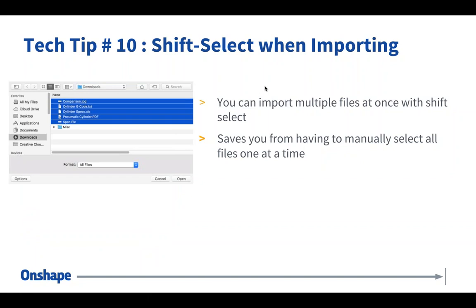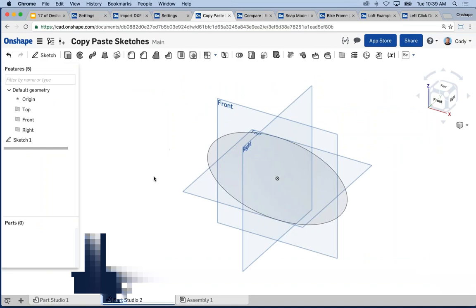And this is another one if you work a lot with external data. If I find myself importing PDFs, or maybe I have 10 parts that came from some other vendor or SolidWorks or something, and I need to bring in all 10 parts into my document, you don't have to individually select files to import. You don't have to import them one at a time. You can shift select as many as you'd like and import them all at once.